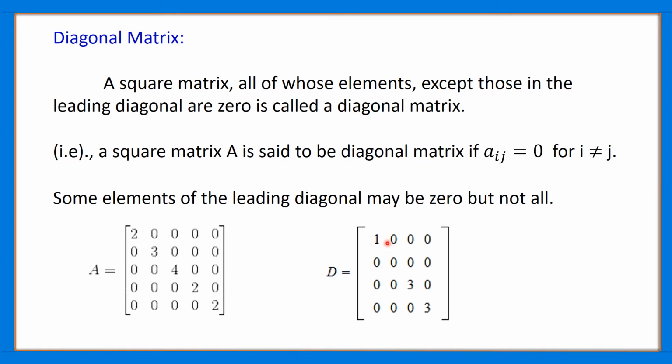In the leading diagonal, an element can be 0, but not all the elements of the leading diagonal can be 0. That is, some elements of the leading diagonal may be 0 but not all. In the case of the matrix D, we have just one 0 and the rest of the leading diagonal elements are non-zero. Therefore, the matrix D is also a diagonal matrix.